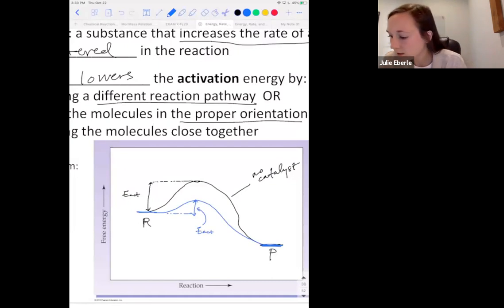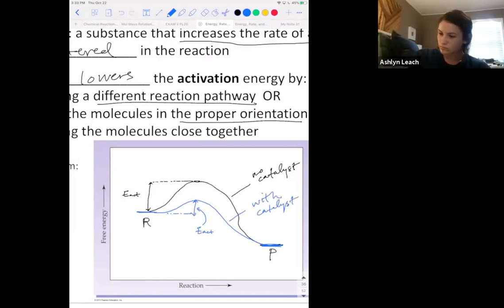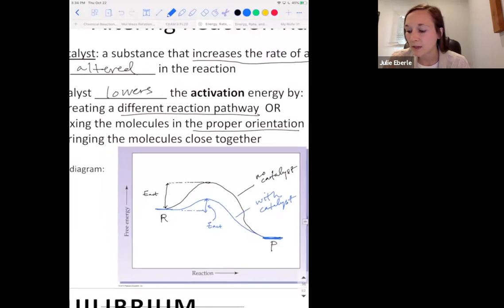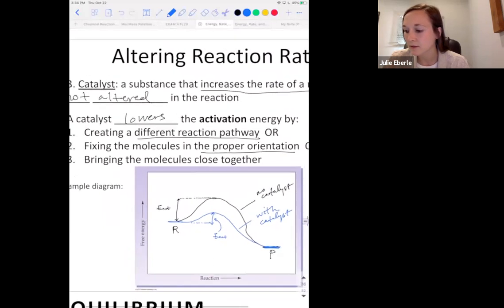And this one is with a catalyst. All right, any questions on a catalyst or how we can manipulate reaction rates?